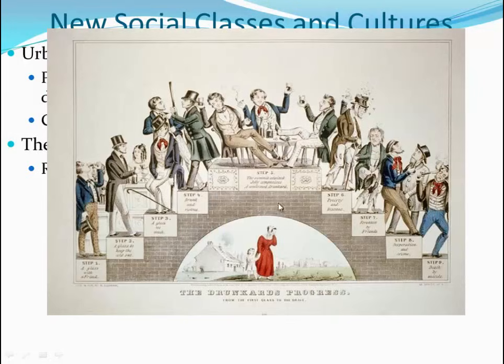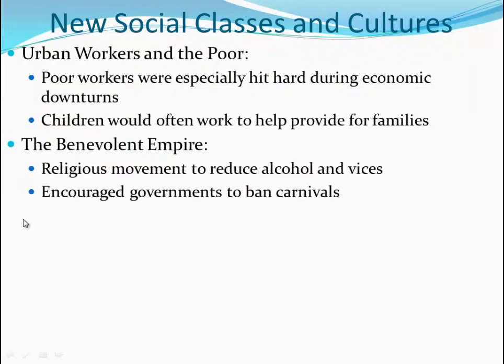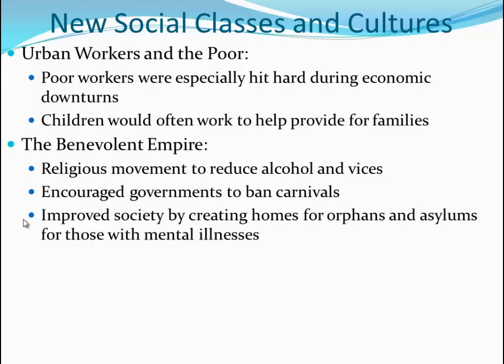So these are the different stages of the destruction of alcohol, at least under the interpretation in the 1840s. You see down here that there's this mother and daughter, it looks like, or at least a child, that is kind of left alone to deal with the mess of alcohol. So this movement encouraged governments to ban carnivals, which would allow excessive drinking. And they also improved society by creating homes for orphans and asylums for those with mental illnesses. And women played a very large role in this movement.